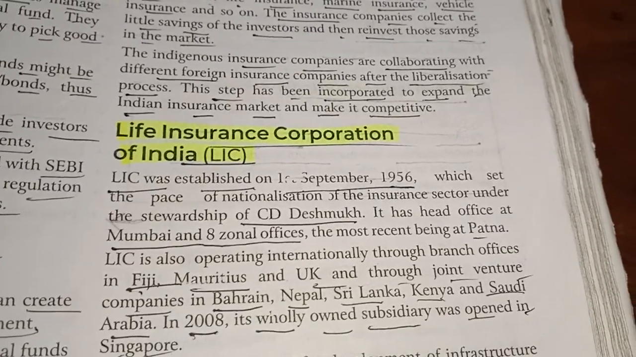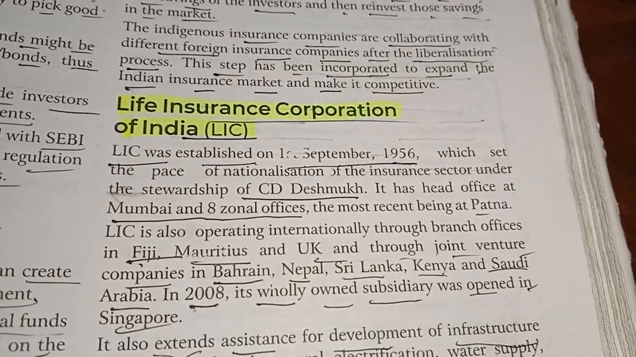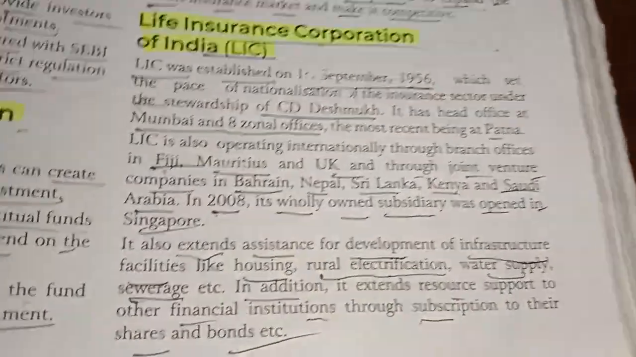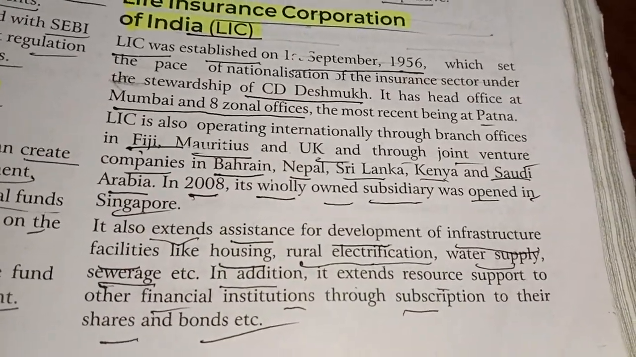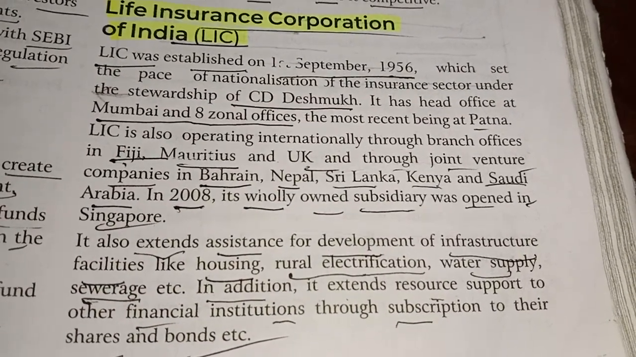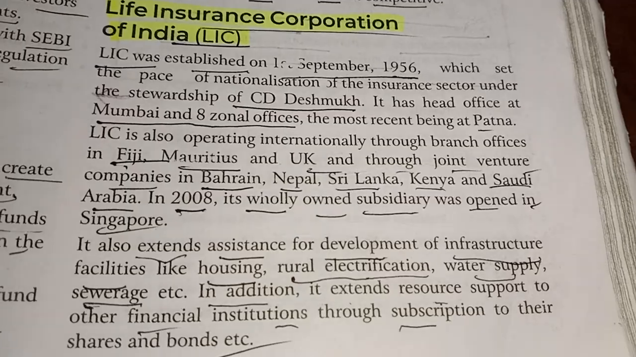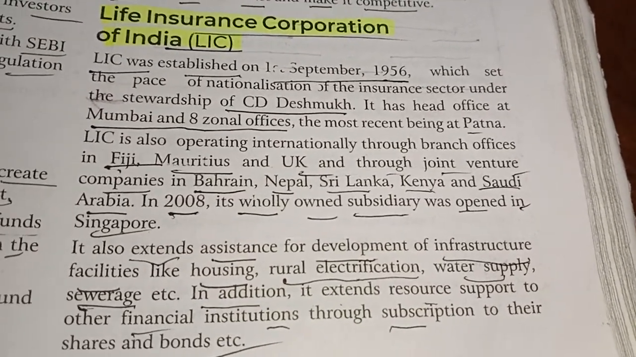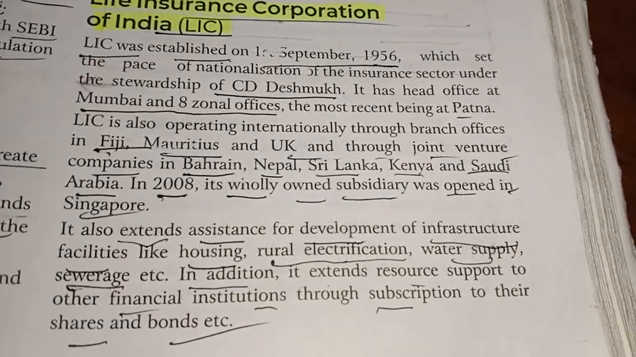In 2008, its wholly owned subsidiary was opened in Singapore. It also extends assistance for development of infrastructure facilities like housing, rural electrification, water supply, sewage, etc. In addition, it extends resource support to other financial institutions through subscription to their shares and bonds, etc.